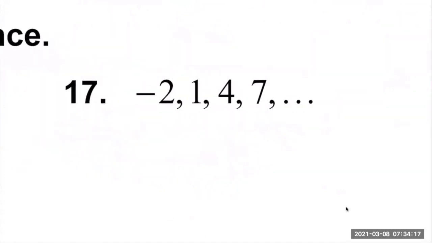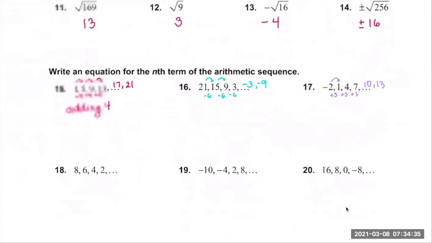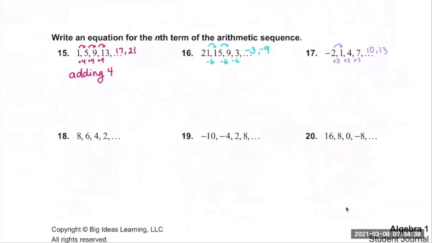This is the last one I'll do with you, and then I want you to see if you can figure out the rest. From negative 2 to positive 1, I add 3. Right away, I can see that's my pattern. So I'm going to get 10, then I'm going to get 13, 16, 19. So go ahead and see if you can try 18, 19, and 20.